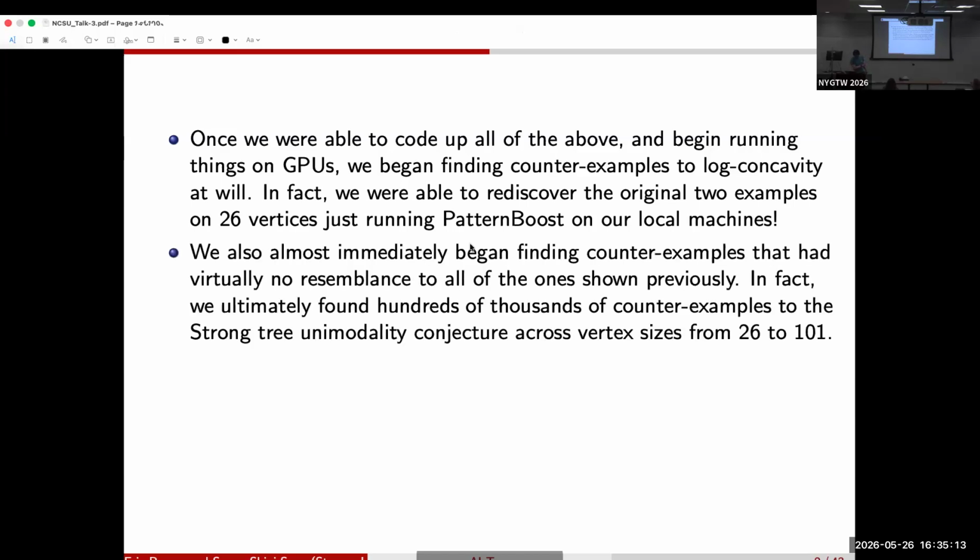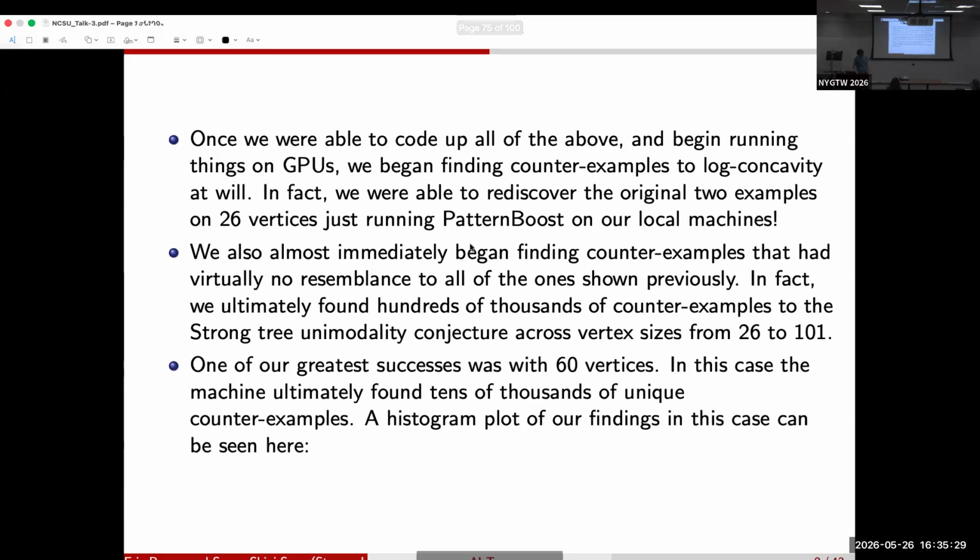We also immediately began finding counterexamples that had virtually no resemblance at all to the one that I showed you previously. In fact, we ultimately found hundreds of thousands of counterexamples to the strong tree unimodality conjecture across vertex sizes from 26 to 101. One of our greatest successes was with 60 vertices. In this case, the machine ultimately found tens of thousands of unique counterexamples. A histogram plot of our findings in this case can be seen here. Now, this histogram is not going to look like any histogram you've ever seen.